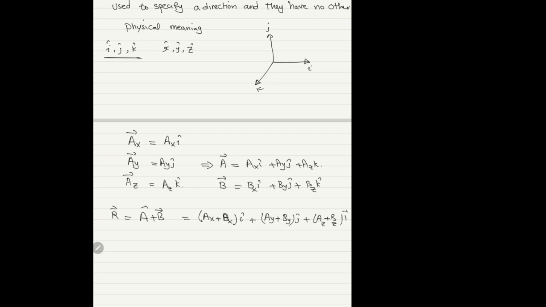And R in this case equals the square root of RX squared plus RY squared plus RZ squared, since it's three dimensions. And if it's two dimensions, theta equals tan inverse of RY over RX.